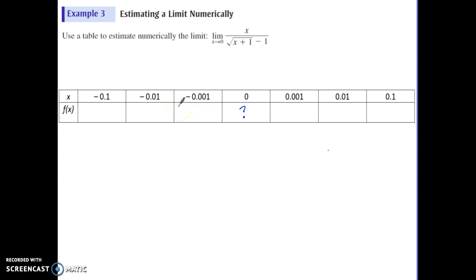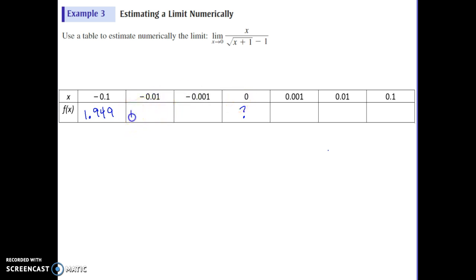And we're going to do the same thing. I'm going to take this x over the square root of x plus 1 minus 1. That's my f of x. That's my function. I'm going to plug in negative 0.1 for x and simplify. So doing that, I get 1.949. An x value of negative 0.01 is even closer to an x value of 0.